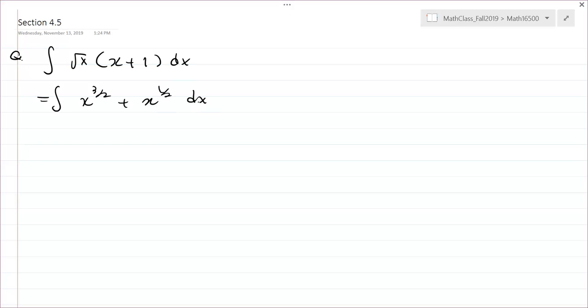Then later on, we are going to have to solve some other problem, like the integral of square root of x times x plus 1 dx, right? So this is an indefinite integral. We want to evaluate this indefinite integral. That means we're going to find the antiderivative of this function. Since this is a special function, we can express it as a sum of two power functions. Then you just find the antiderivative for each of them.